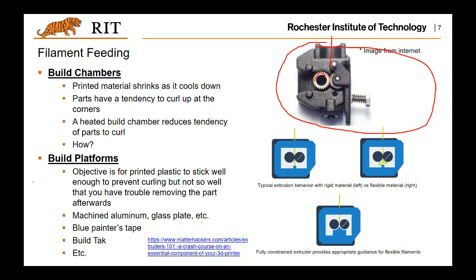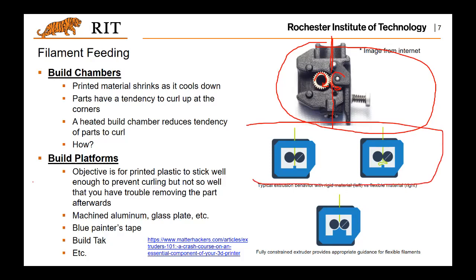Actually, this one moves this way, and this wheel moves in this way. And basically, with such kind of motion, this filament will be pulled and pushed through this tube towards the hot end. And so there could be some difficulties when you utilize the flexible material.